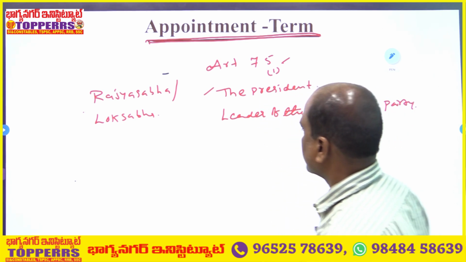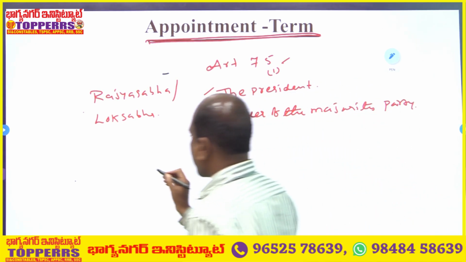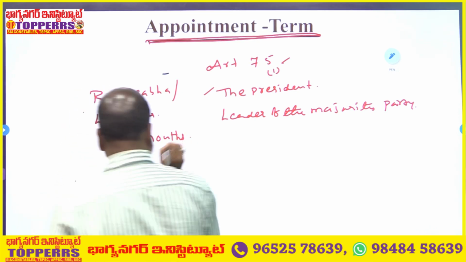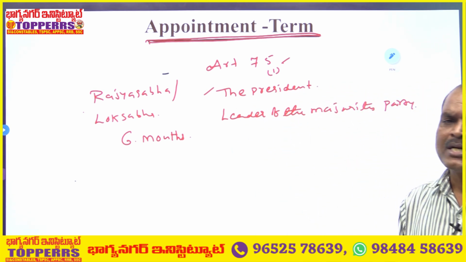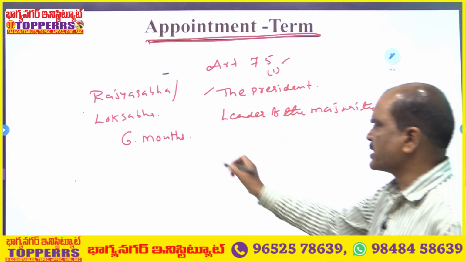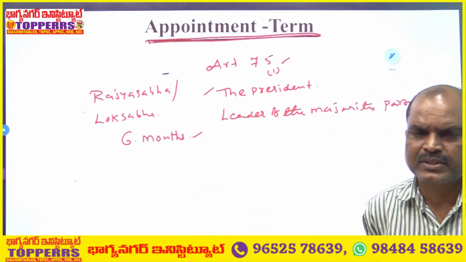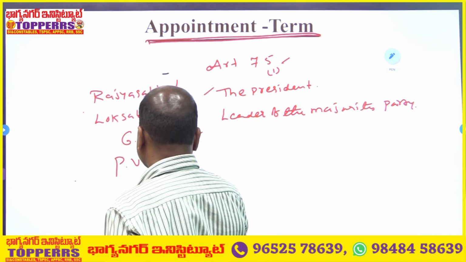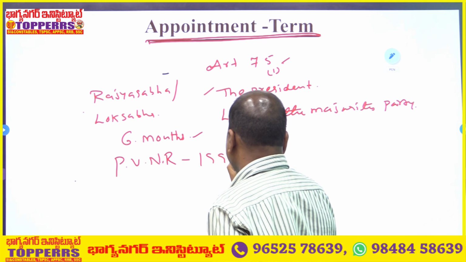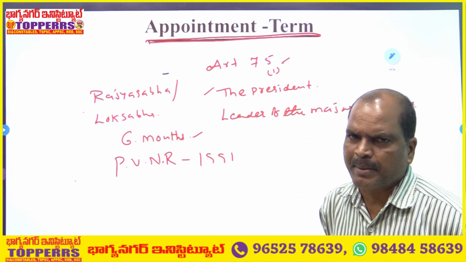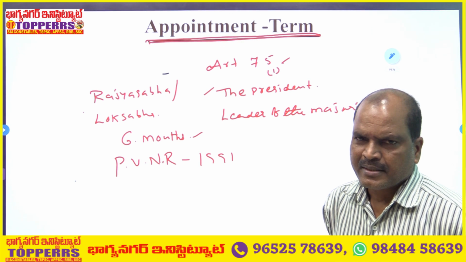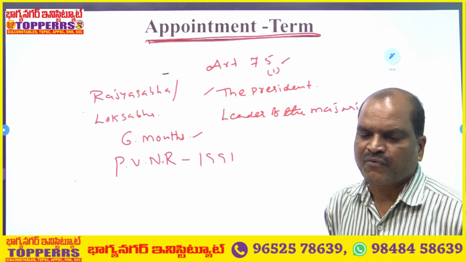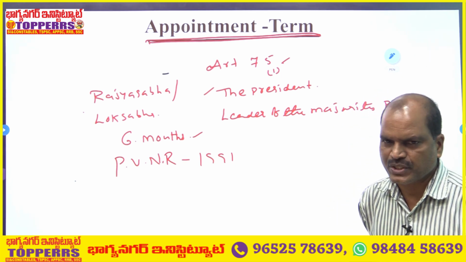So next one. As per the Constitution, without a membership of Parliament, one can become Prime Minister of India. Such a Prime Minister should be elected to any one House of the Parliament within 6 months. For example, P.V. Narasimha Rao. In 1991, he became the Prime Minister of India without membership of Parliament. Within 6 months, he was elected to Lok Sabha from Nandyala Lok Sabha constituency.